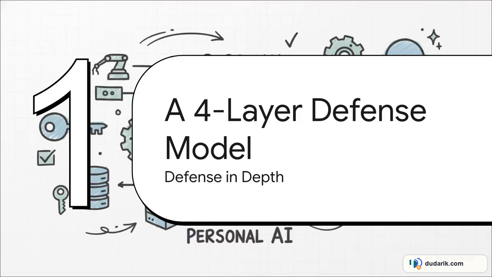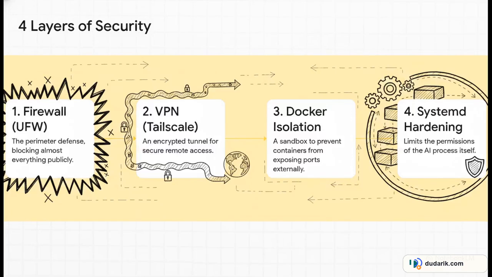Okay, so how does it pull off this level of security? It's not just one simple trick. The playbook actually builds this super robust defense using a 4-layer model. In the security world, we call this defense in depth. It's all about layers. First, you've got the UFW firewall as your perimeter, your castle wall, blocking almost everything. Then, Tailscale creates a secure encrypted tunnel so you're the only one who can get in. Third, Docker keeps the AI in its own little sandbox. And finally, systemd hardening locks down the service itself, so even if something went wrong, it couldn't do much damage. If one layer breaks, the others are still there protecting you.